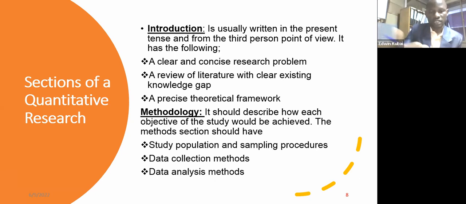Then even data collection methods. Not all data collection methods will be used for quantitative research design. You'll find out that quantitative research may have a particular method for collecting data. You may not use all the methods. So you must be particular: which method am I going to use for quantitative?